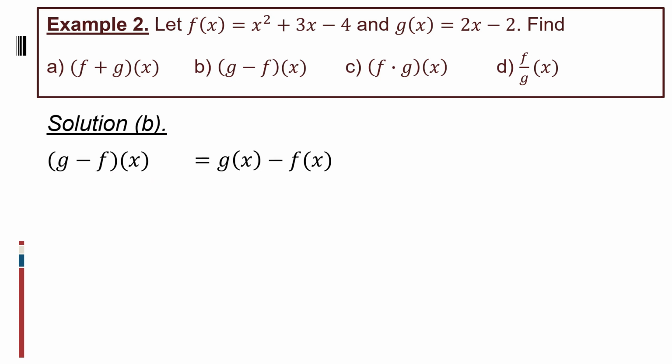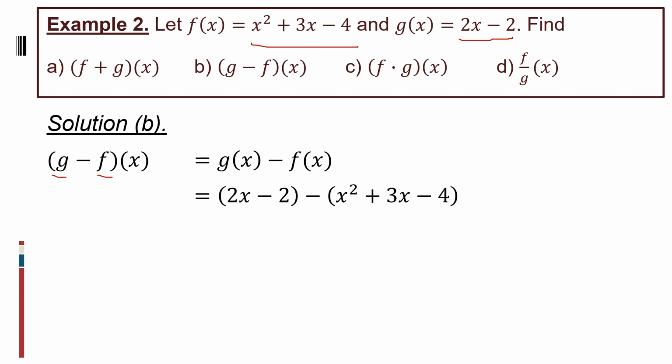For letter B, g minus f of x. So tulad ng sabi ko kanina, kung ano yung nauna dito, yun din dapat yung mauuna doon. So we have g of x minus f of x. But what is g of x? Ito yon. F of x? Ito yon. So by substituting, we have 2x minus 2 minus x squared plus 3x minus 4.